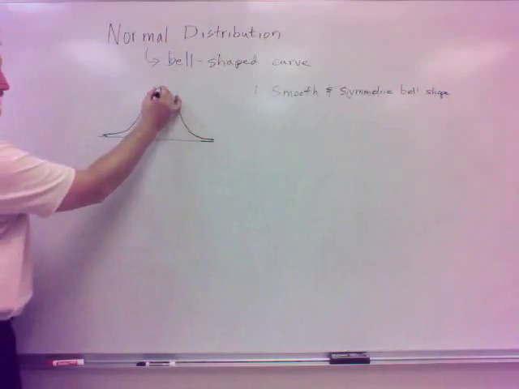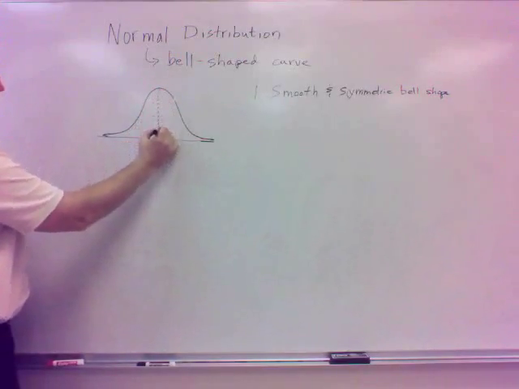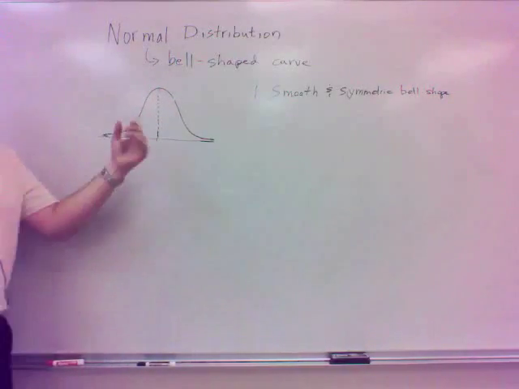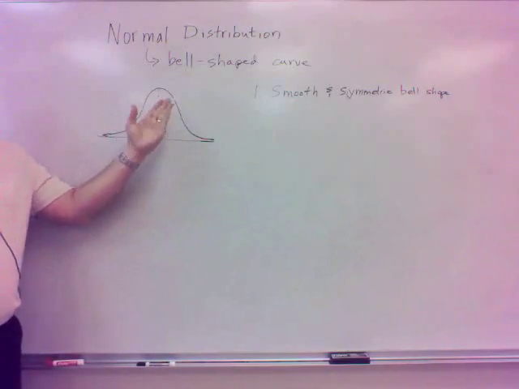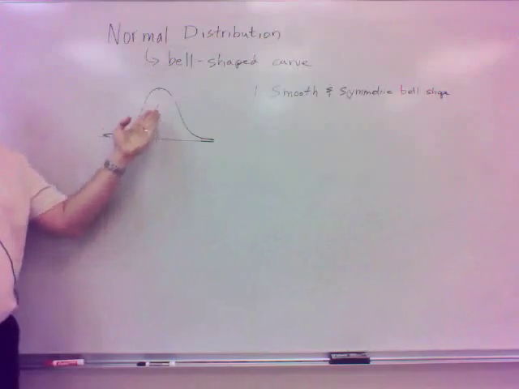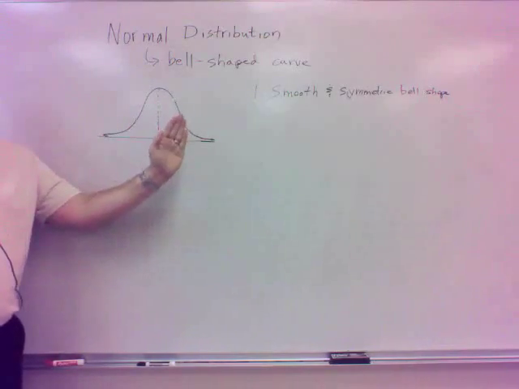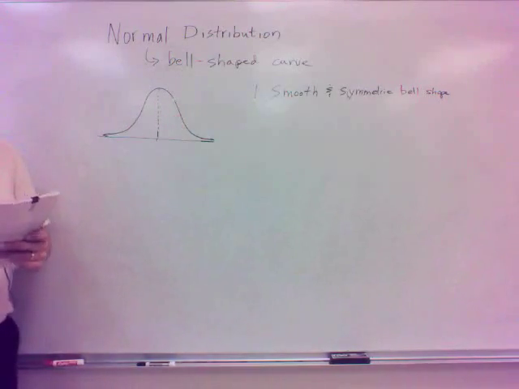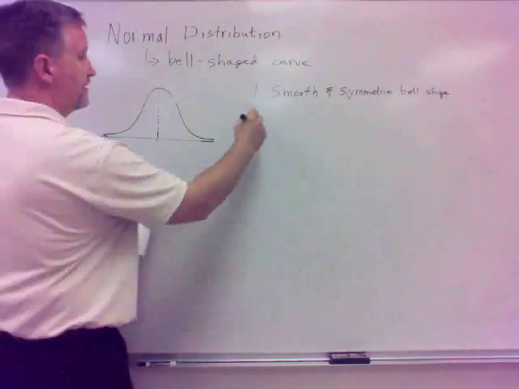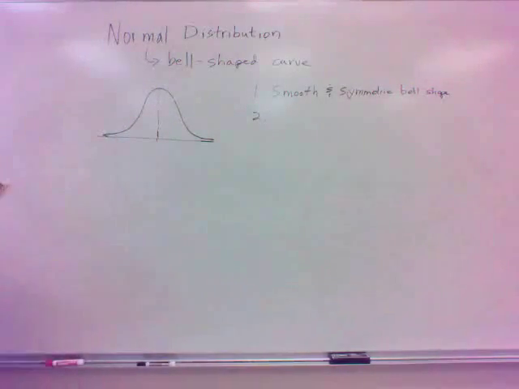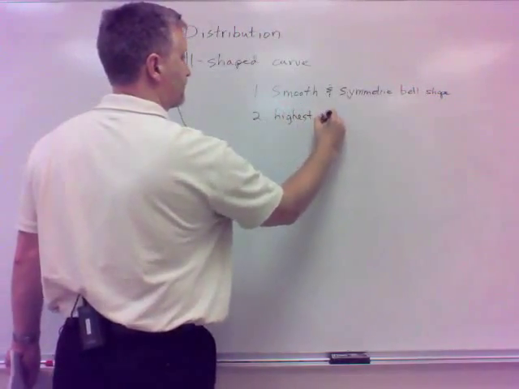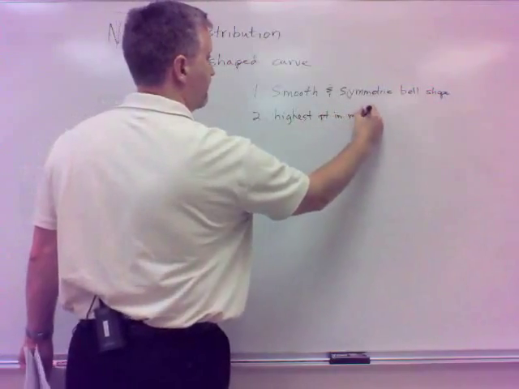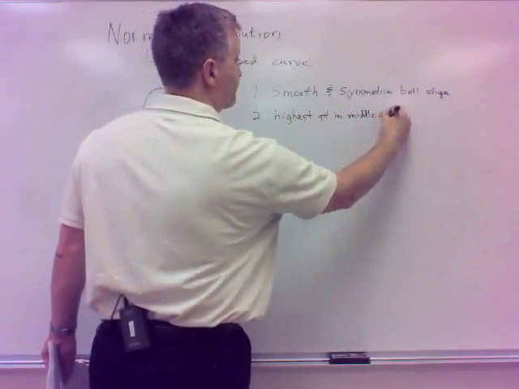So if I kind of draw a line down the middle, what this is saying is they're the same on either side. This side is the mirror image of this side, and vice versa. So it's the same on either side. Okay? I'll speak more about that in just a second. All right. Yeah, obviously the highest point is in the middle, and it's the mean of this distribution.